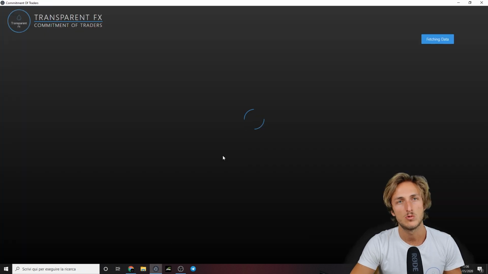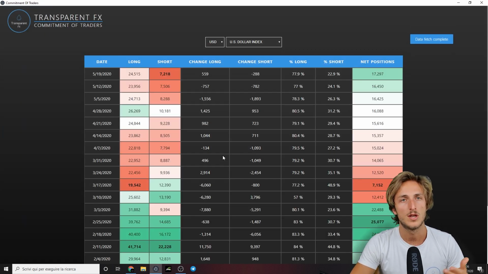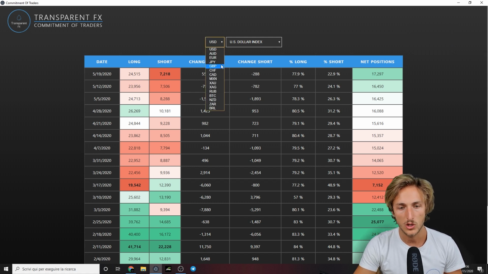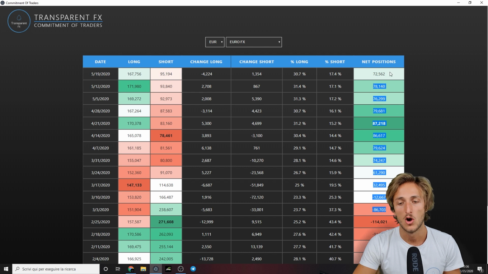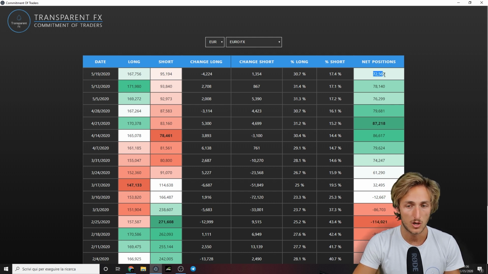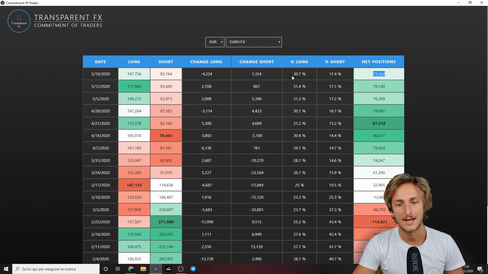If we go and see what is the situation from a COT perspective, so the commitment of traders, what big hedge funds and speculators in the market are doing. If we go and see what they are doing from a euro perspective, what we can see? We can see that overall the net positions went from minus 114k all the way up to 72k net positions. So from having shorts outweighing longs to having longs outweighing shorts with a 30.7% long exposure at the moment and 17.4% short exposure from an institutional perspective on the euro.